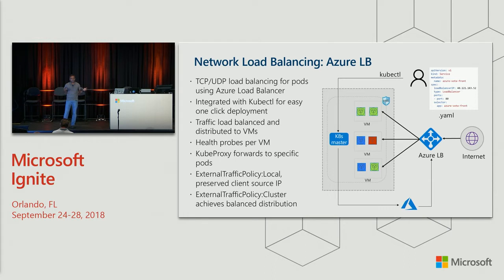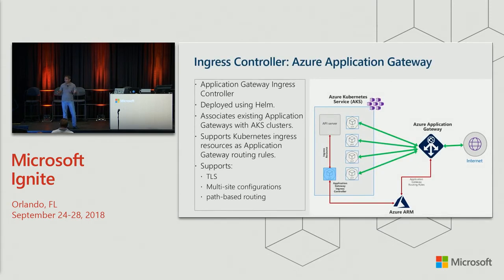Now, the load balancing happens to all the VMs of the AKS nodes, and from inside of that, a kube-proxy will distribute the traffic to other pods. So very easily we are able to bring the load balancer to work with the pods using this mechanism.